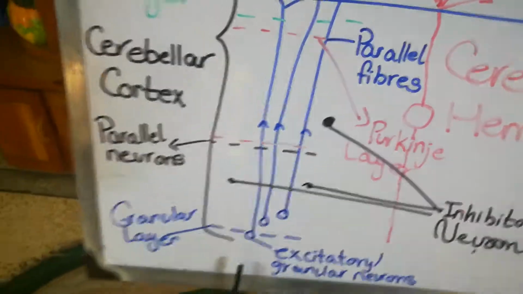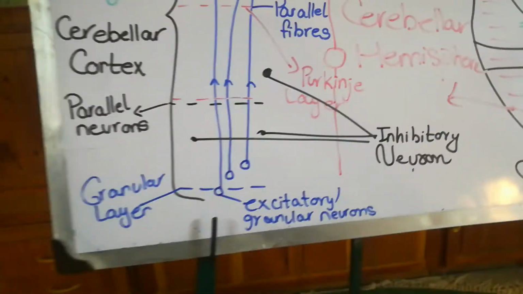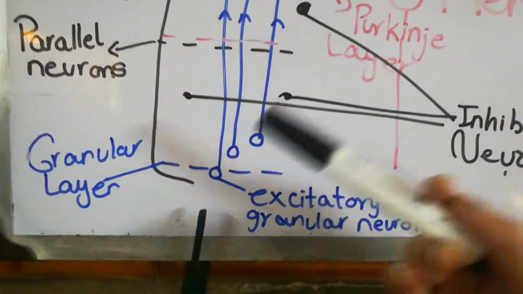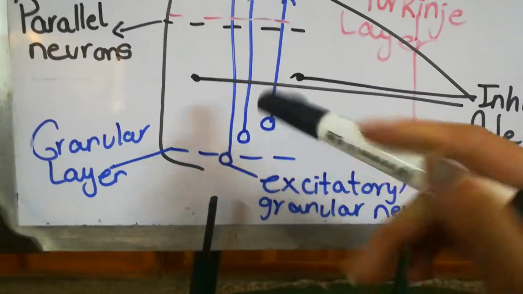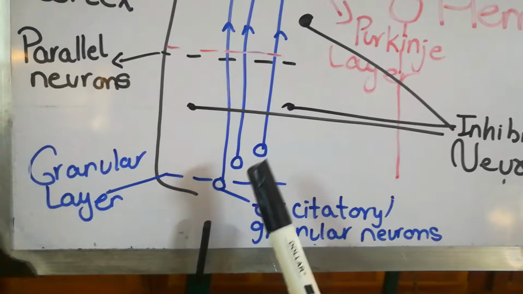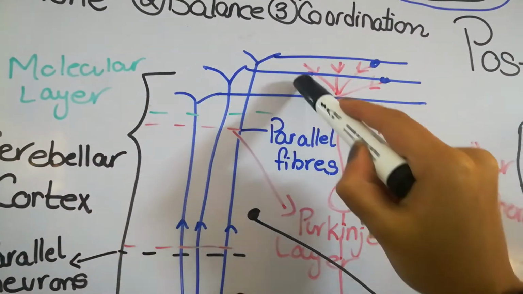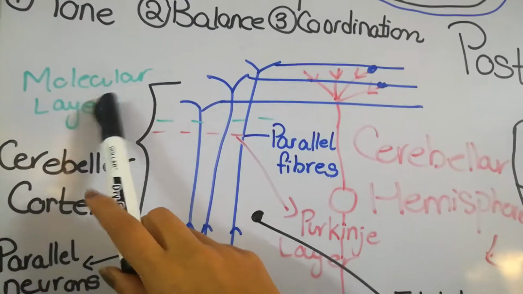They will have neurons which are called excitatory or granular neurons. Now, why are they called excitatory neurons? Because these granular neurons are excited. On being excited, they will release action potentials and send these impulses up to the most superficial layer of the cerebellum, known as the molecular layer.